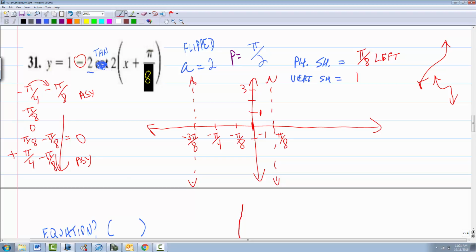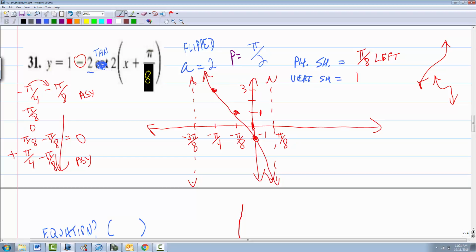Putting this all together, negative pi over 4 comma, it's either 3, 1, or negative 1. It's actually 3 because it's upside down. Right? Good call. Negative pi over 8 comma, it's actually 1 because this goes too high and too low, and then 0 comma, negative 1. And my spacing issues are bad. This shouldn't squiggle in the middle. This should be nice and flat.